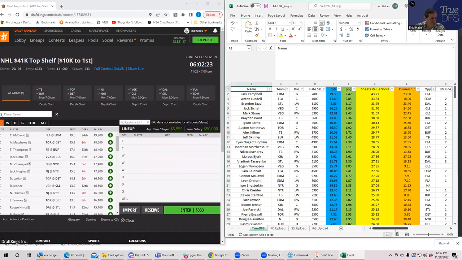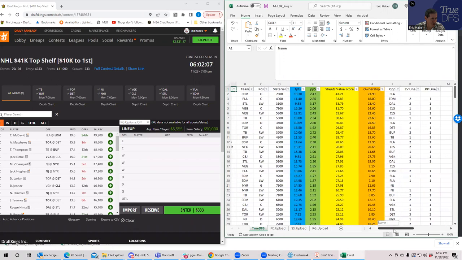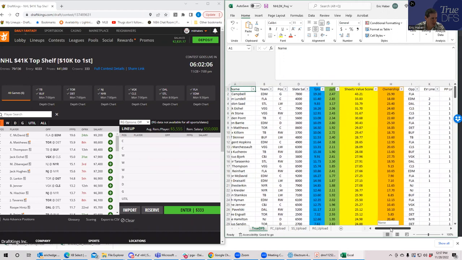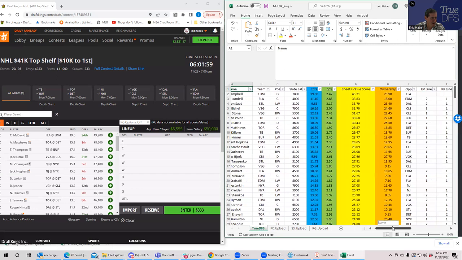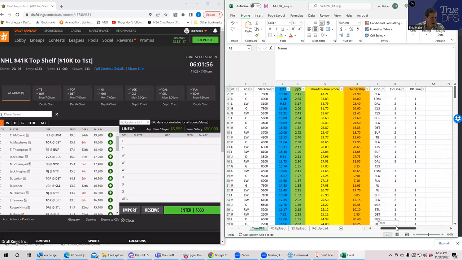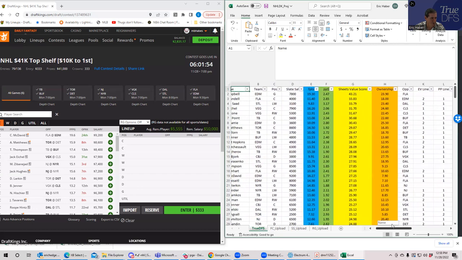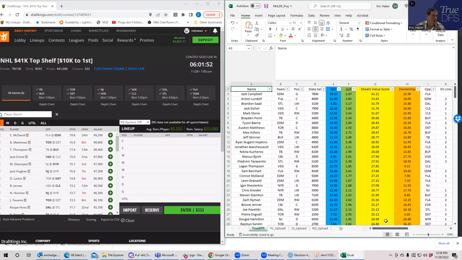I want to debut something for the True DFS members that I've been working on, and I've finally been able to trot it out. When you are a premium subscriber and you get access to the sheets for all the sports, I finally was able to put in projected lines for the hockey slates. It took a while, but when you go onto the site, all the way on the right, you'll see EV line and power play line. It'll make the building of your stacks a lot easier.